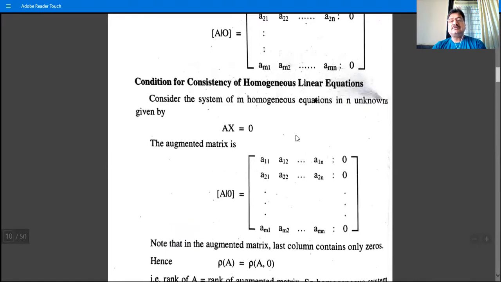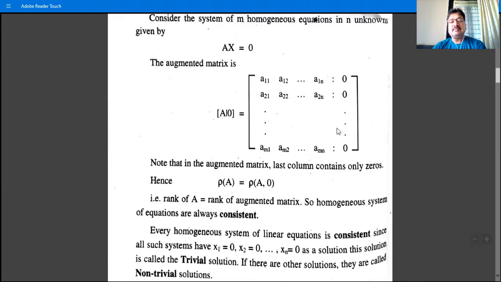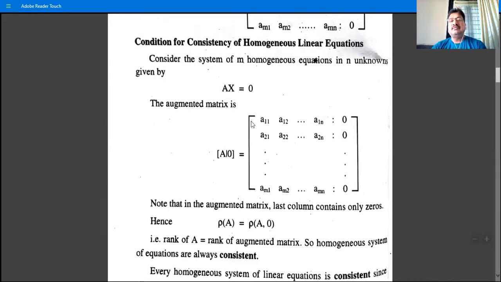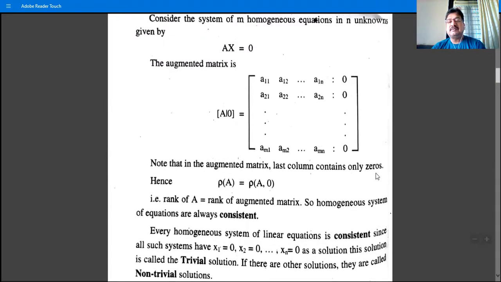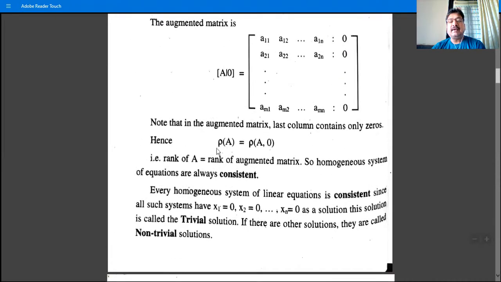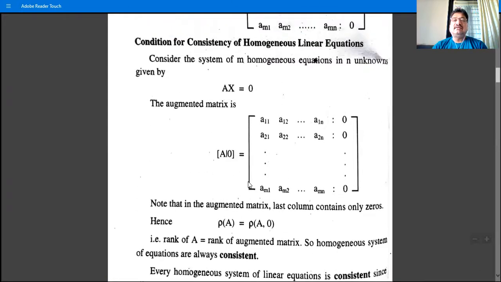Then the condition of consistency of a homogeneous linear system. We know that a non-homogeneous system Ax equal to B is consistent if the rank of A and the rank of the augmented matrix [A B] are equal. The same applies here: the homogeneous system is consistent if the rank of A and the rank of [A 0] are equal, but the rank of [A 0] and the rank of A are always the same. So the rank of A and the rank of the augmented matrix are always the same in a homogeneous system, and so a homogeneous system of equations is always consistent. That is, there is no case where a homogeneous system is inconsistent.